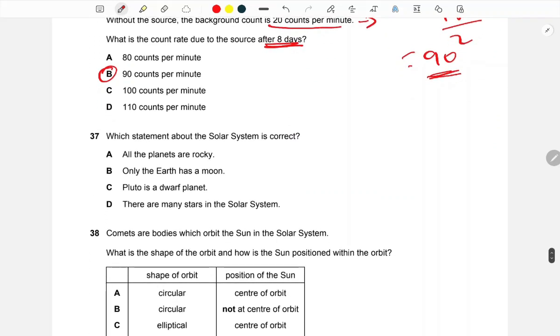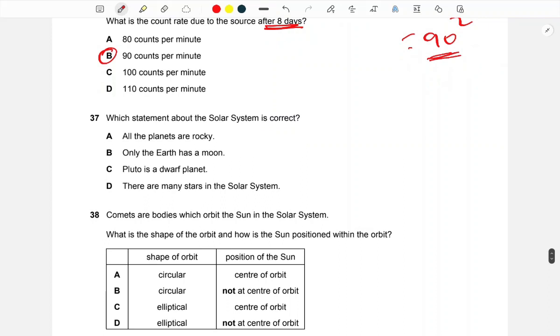Number 37. Which statement about the solar system is correct? Let's look at the options. A. All planets are rocky. Now that's incorrect because only the first 4 are rocky and the remaining are gaseous. B. Only the Earth has a moon. That's also incorrect because other planets also have moons. C. Pluto is a dwarf planet. Now that is correct because Pluto is too small to be considered an actual planet, so it's grouped under dwarf planet.